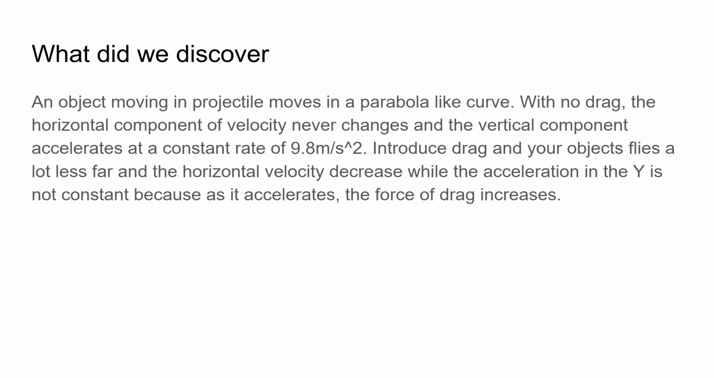What did we discover? An object moving in projectile motion moves in a parabola-like curve. With no drag, it's a perfect parabola, and the horizontal component of velocity never changes. And the vertical component accelerates at a constant rate of 9.8 meters per second squared. Introduce drag, and your object flies a lot less far, and the horizontal velocity decreases.